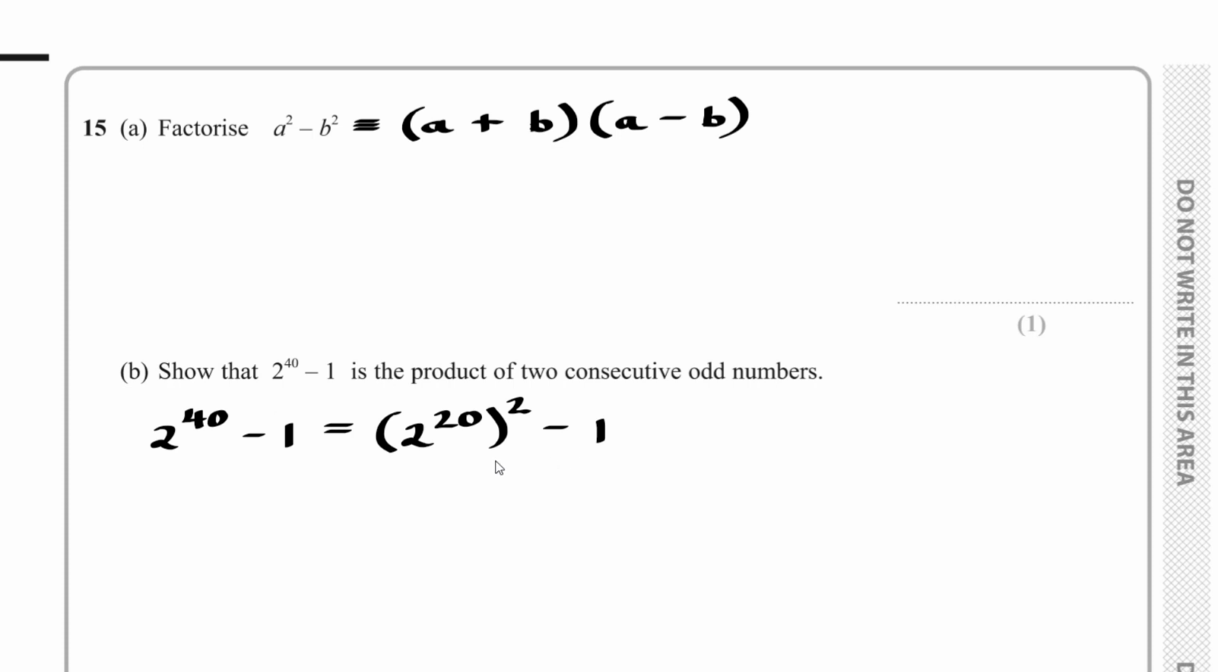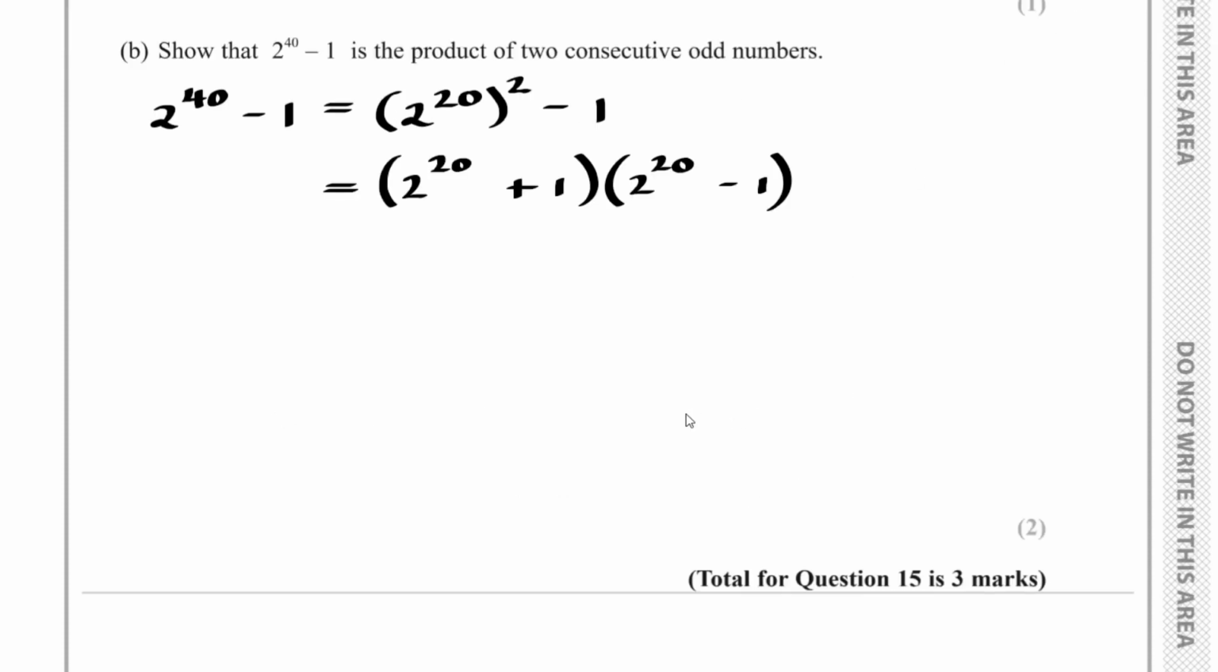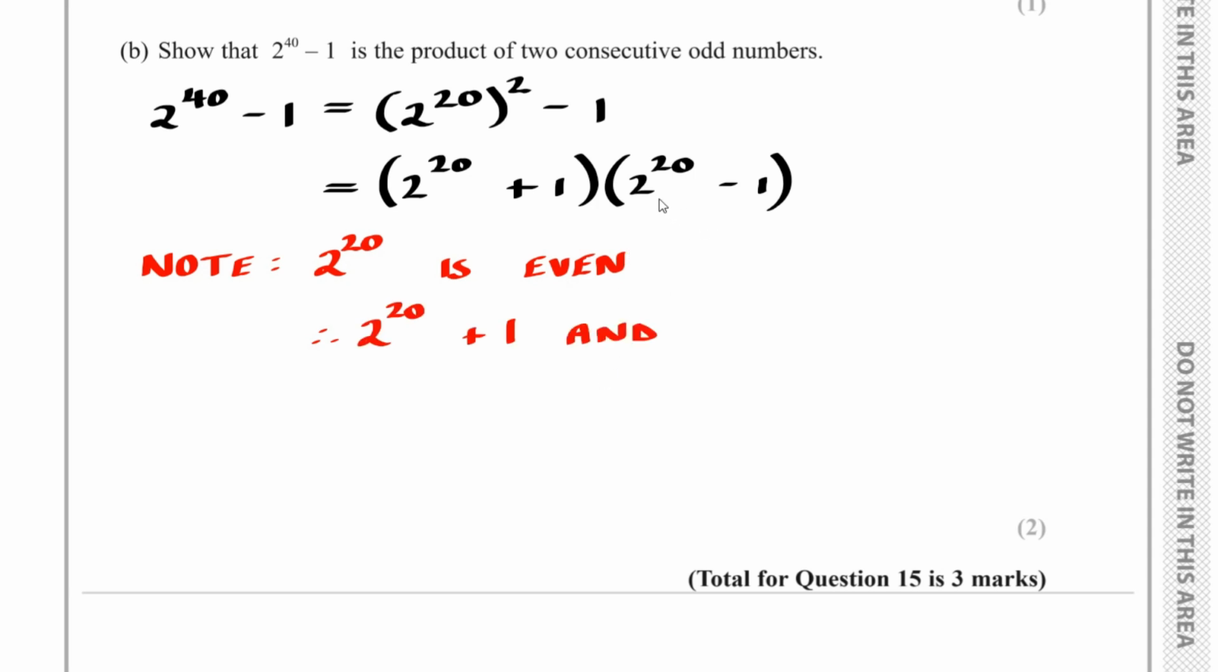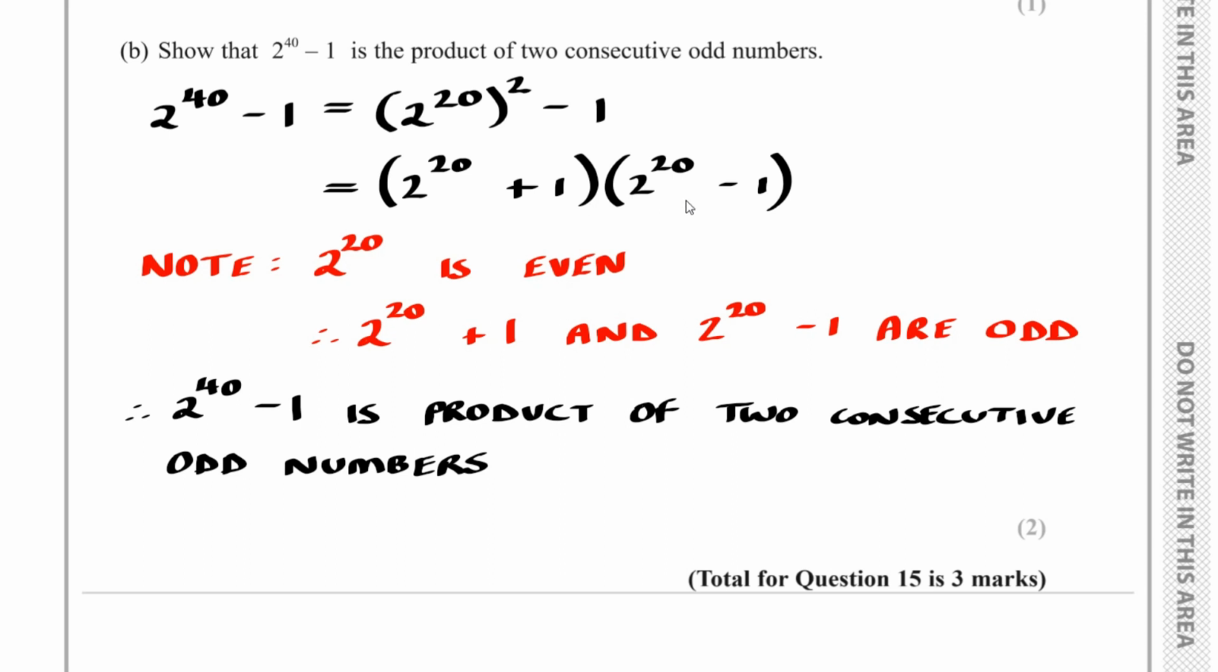So writing this as a difference of two squares, we've got 2 to the 20 plus 1 multiplied by 2 to the 20 subtract 1. Now, 2 to the 20, that's going to be an even number. So we've got an even plus 1, which is odd. And the even number subtract 1 is also odd. So 2 to the 20 plus 1 and 2 to the 20 subtract 1 are both odd, which means we have the product of two odd numbers.